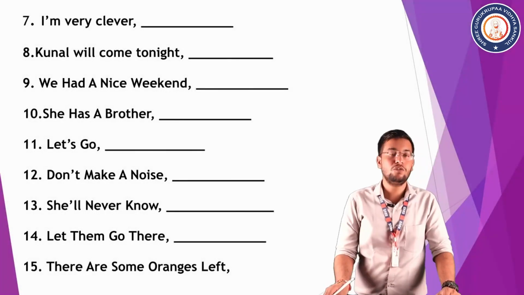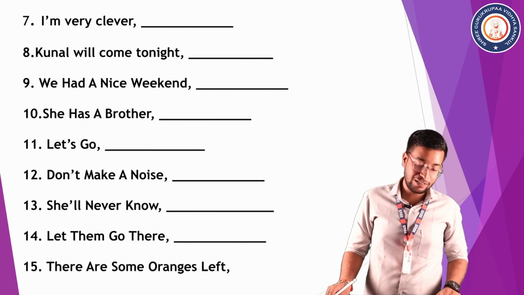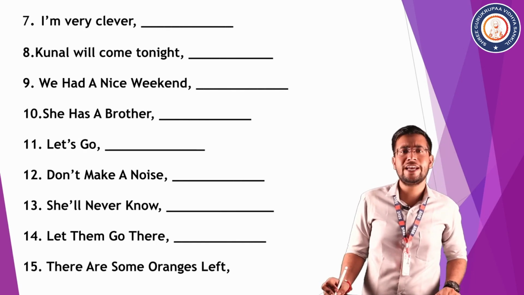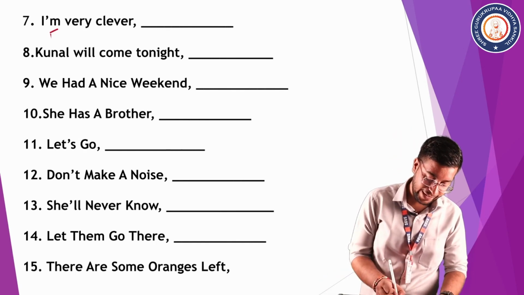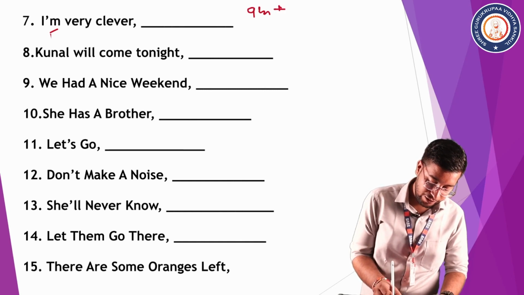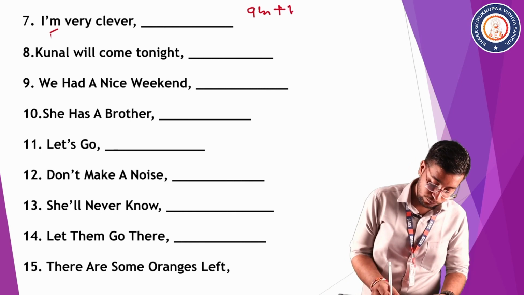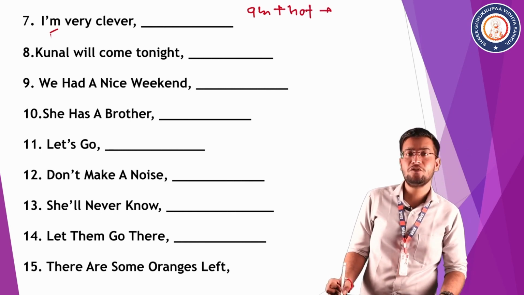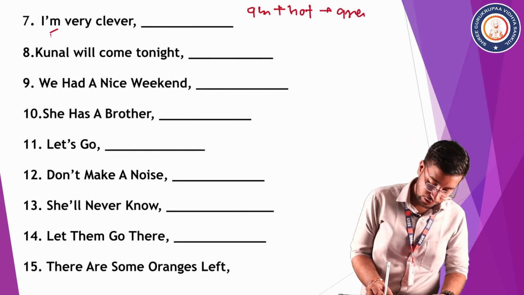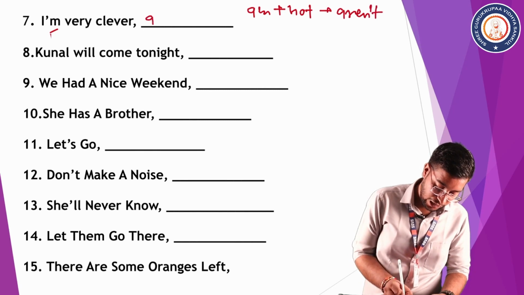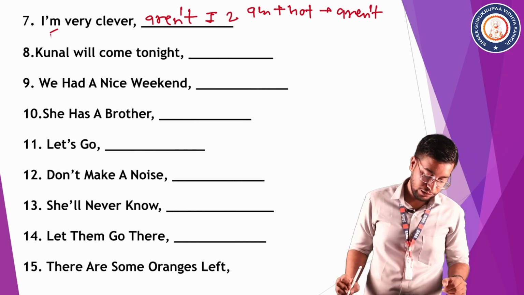Now let's move further. I am very clever. So I've already explained to you what the helping verb is here. Am. Am is our helping verb, and because this is an affirmative sentence, we have to make it negative, and its negative will become aren't. Yes, so it will be aren't, and the subject will come: aren't I.